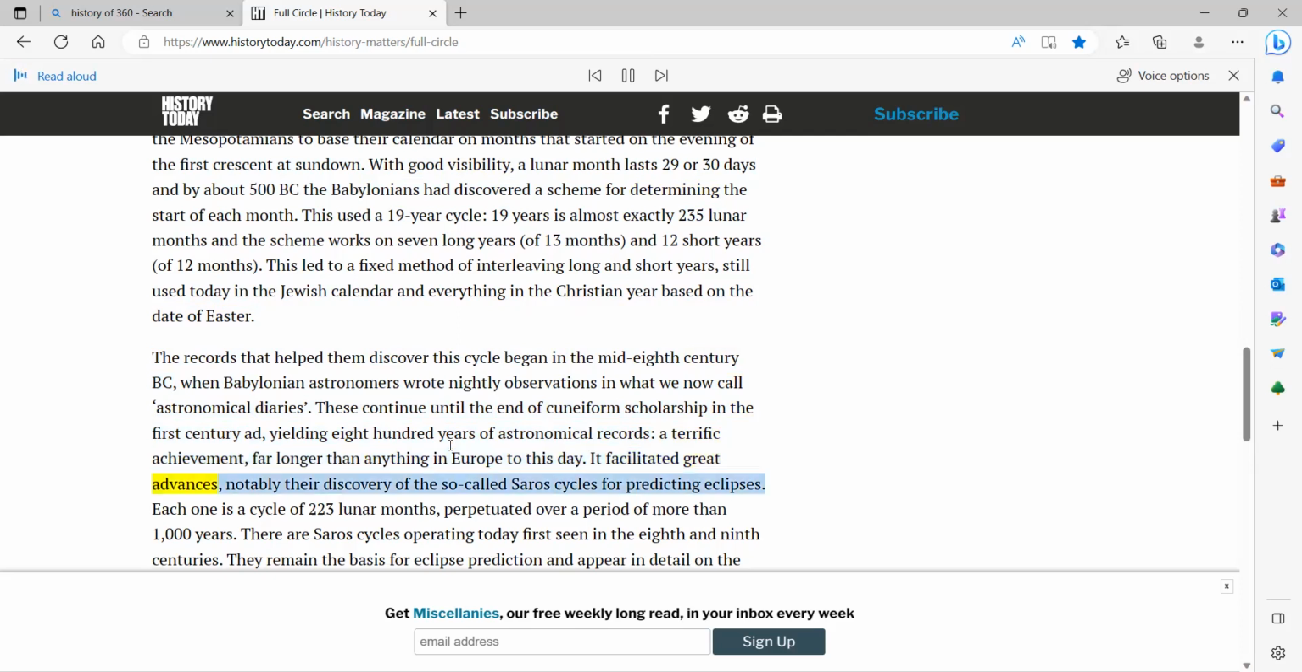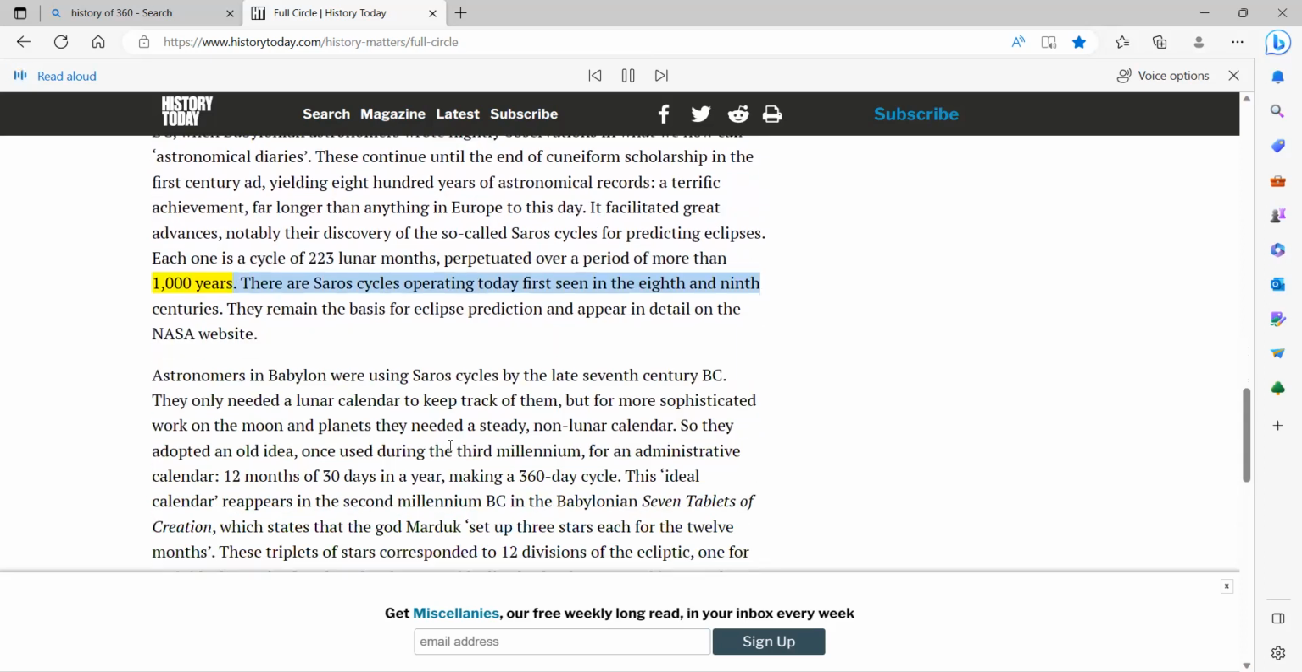It facilitated great advances, notably their discovery of the so-called Saros cycles for predicting eclipses. Each one is a cycle of 223 lunar months, perpetuated over a period of more than 1,000 years. There are Saros cycles operating today, first seen in the 8th and 9th centuries. They remain the basis for eclipse prediction and appear in detail on the NASA website. Astronomers in Babylon were using Saros cycles by the late 7th century BC.